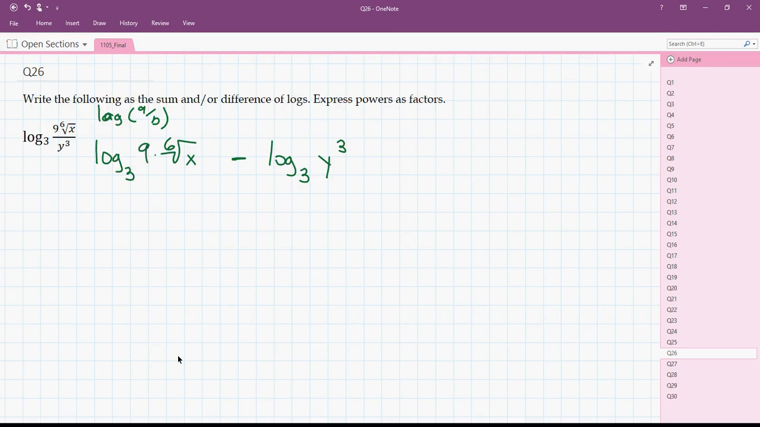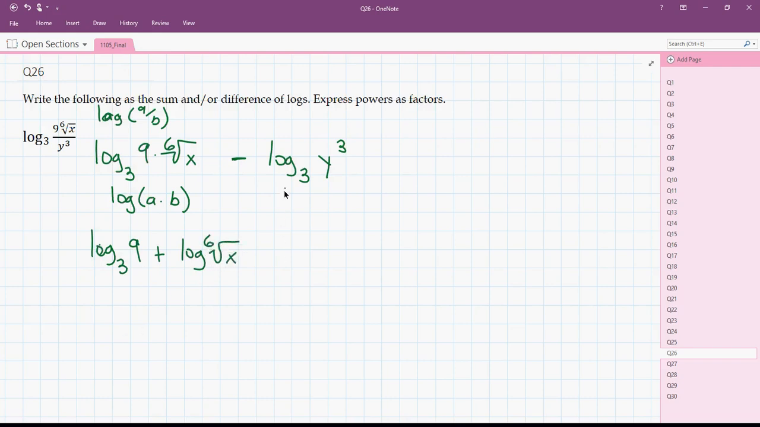Then for the next step, I'm going to apply the multiplication rule here and the exponent rule there. So whenever you have a multiplication, that gets transformed into additions. So we have log base 3 of 9 plus log base 3 of the 6th root of x.